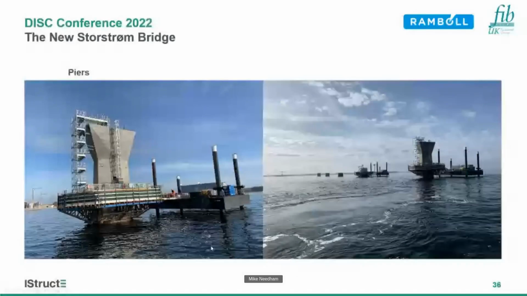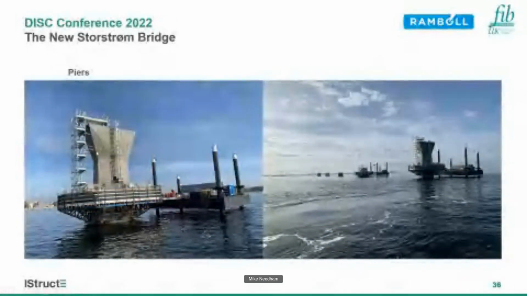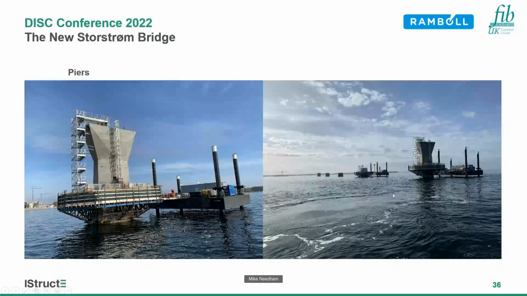And this is what it looks like when it's out at sea. So here we have a pier that's fully assembled. You can see the distinctive pier head shape, with access up to the top to finish off the works up at the top. And you start to get a scale on the right hand side of just how big 4 kilometers of bridge looks like. So you've got 5 or 6 piers you can see there spread out.